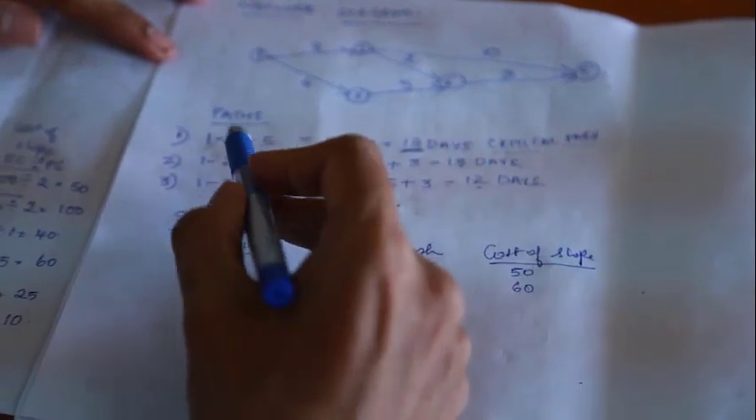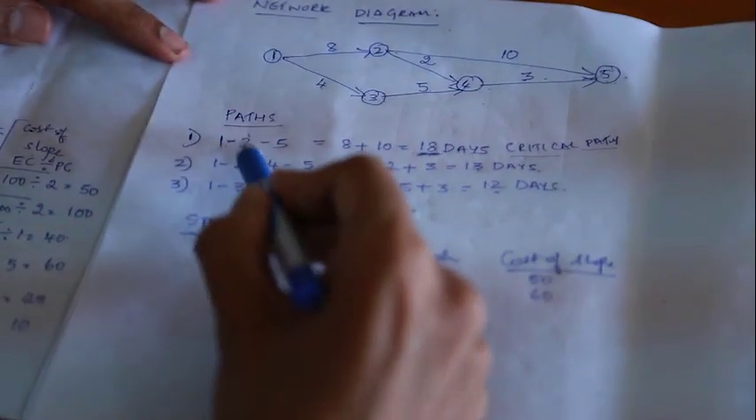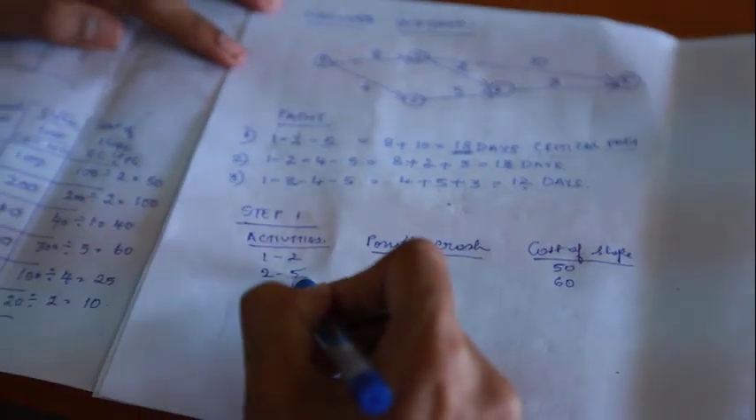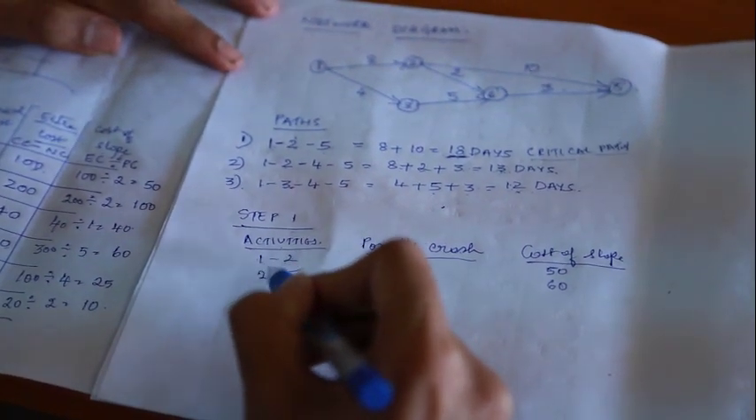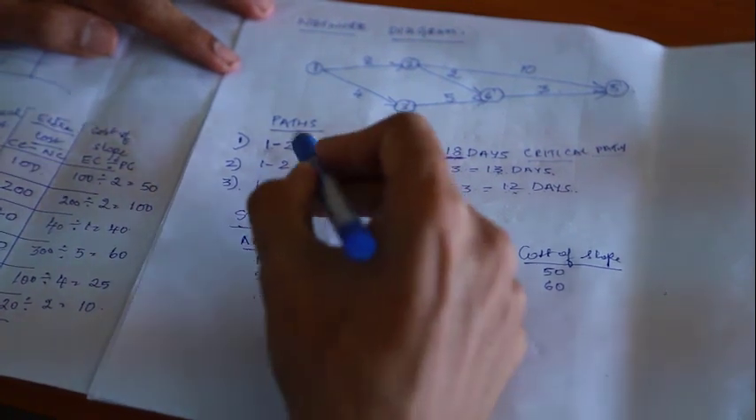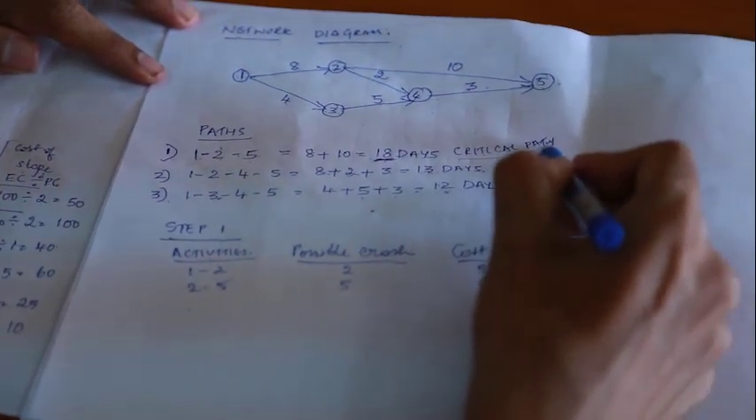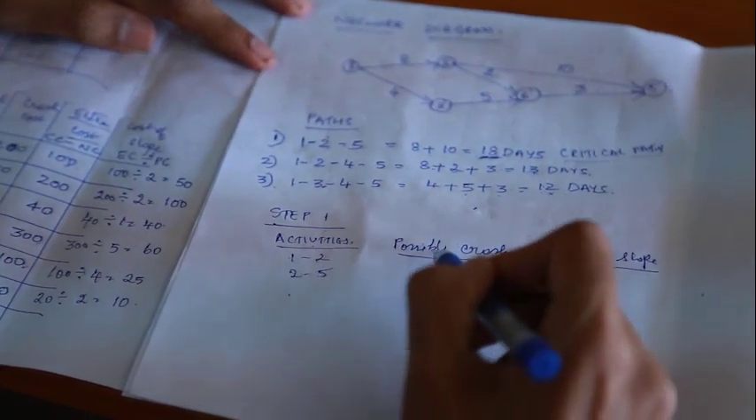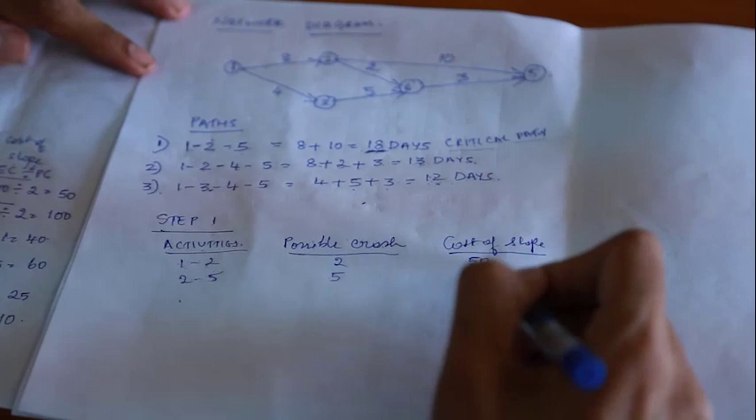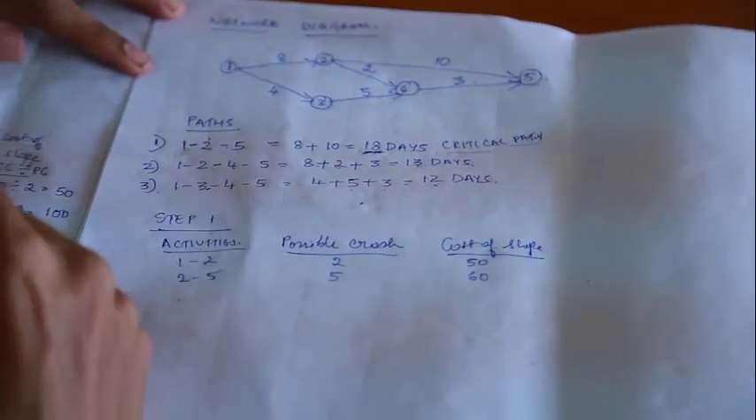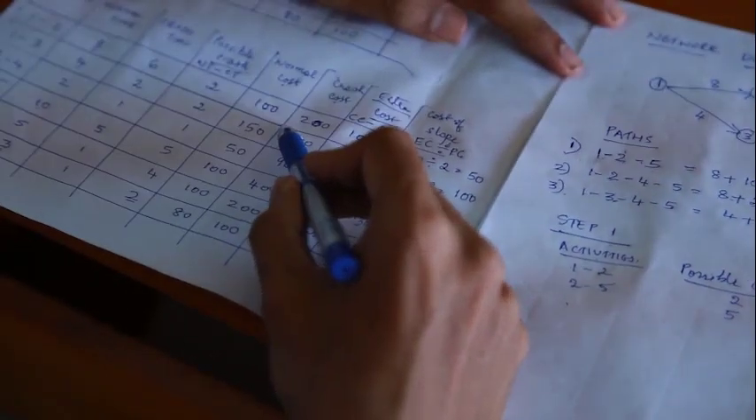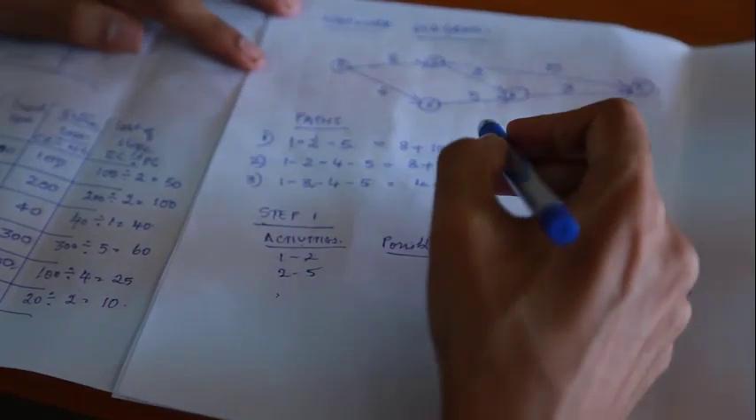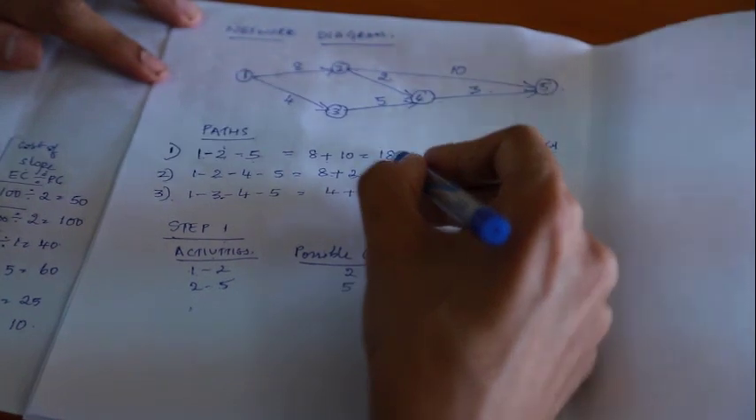Now, we have listed activity 1 to 2 and 2 to 5, only because these two activities fall under the critical path. Therefore, these activities have been listed here with the possible crash and the cost slope according to the table given here.